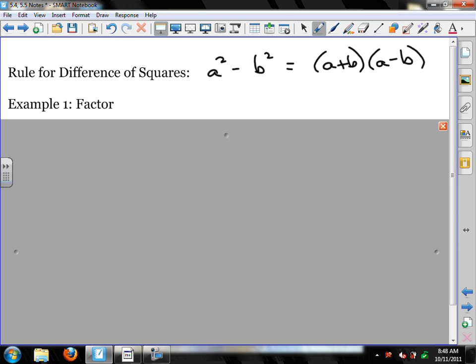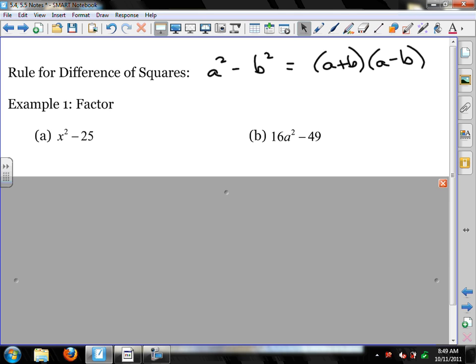Notice if you FOIL this out, we should be getting what we started with. A times a is a squared. A times negative b and a times positive b, those middle terms cancel each other out. B times negative b is negative b squared. So the rule does work.